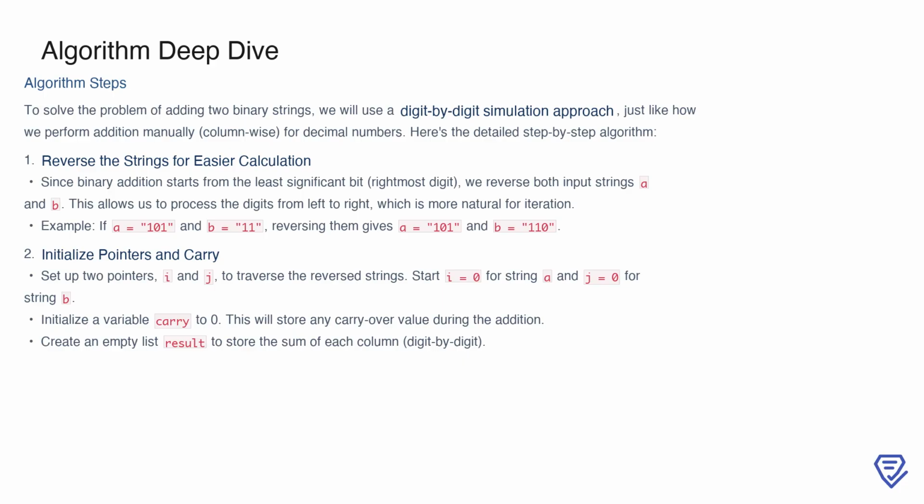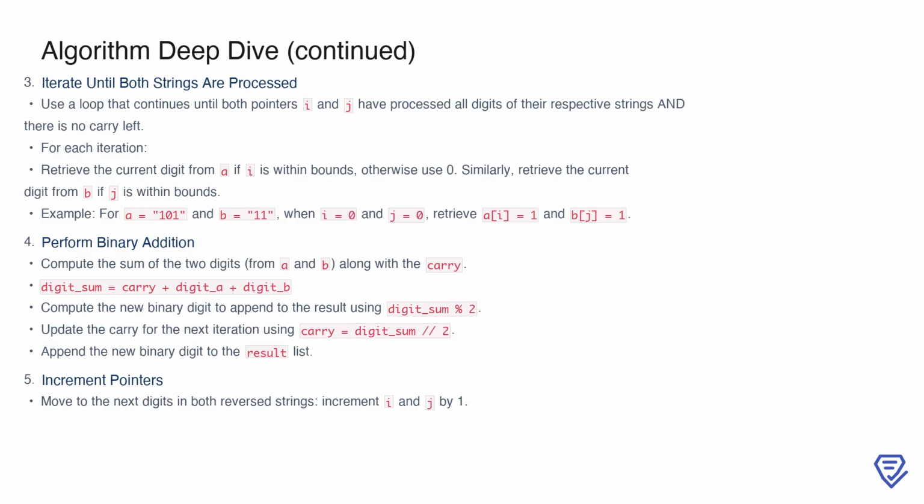Once the strings are reversed, we initialize essential components for the calculation. We set up two pointers, i and j, to traverse the reversed strings, starting at position 0 for both. Additionally, a variable called carry is initialized to 0 to manage any carryover from the addition. Finally, we prepare an empty list called result to store the sum of each column as we process the digits step by step. The next step involves iterating through the digits of both strings until all digits have been processed and there is no carry left.